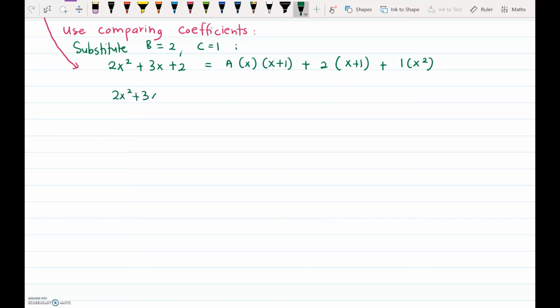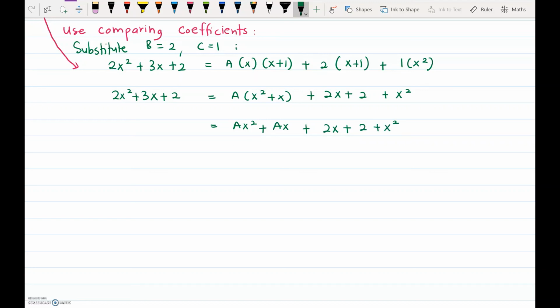Okay, next, by using comparing coefficients, we will expand your right hand side. 2x squared plus 3x plus 2 will remain the same. We just expand the right hand side. Do not solve this equation, just expand. So when we expand, we will have a x squared plus x plus 2x plus 2 plus x squared, and then you will get ax squared plus ax plus 2x plus 2 plus x squared.